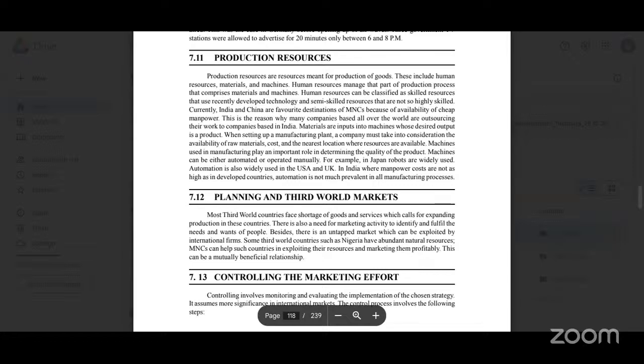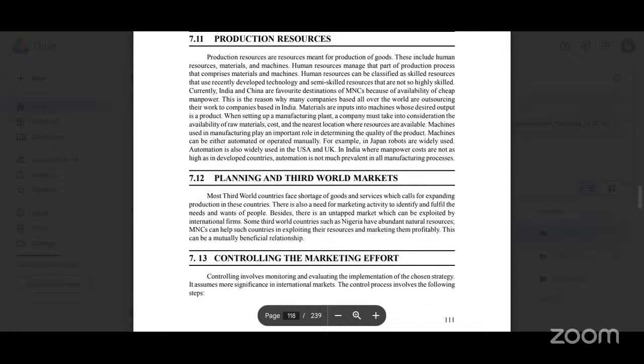For example, in Japan, robots are widely used. Automation is also widely used in UK and US. Whereas in India, manpower costs are not as high as in developed countries. So automation is not as prevalent as we can see in some other countries in the manufacturing process.